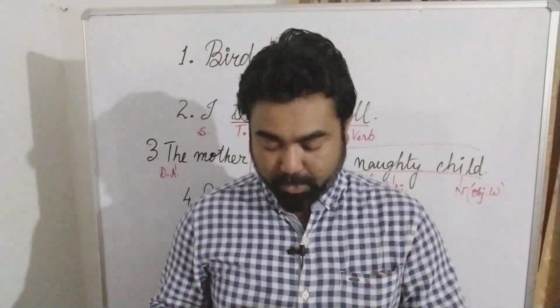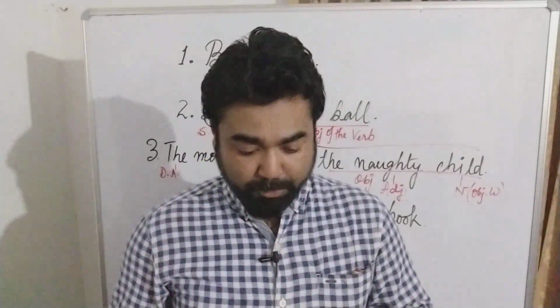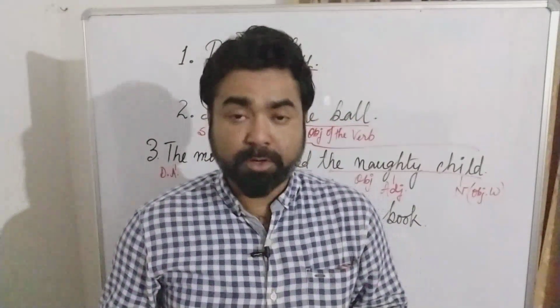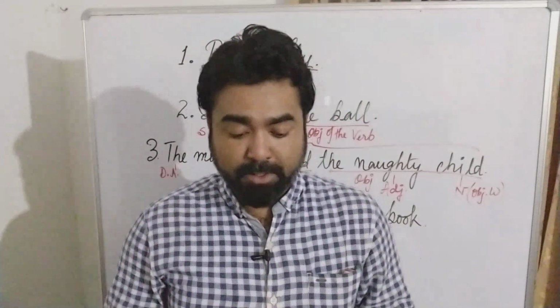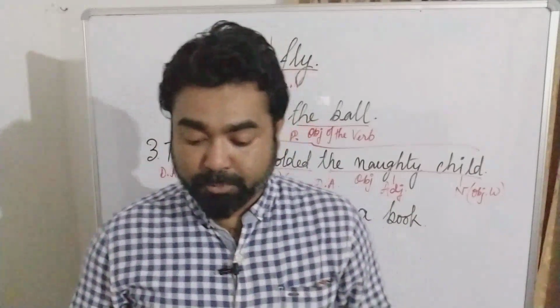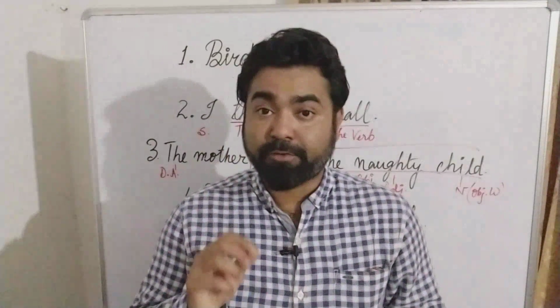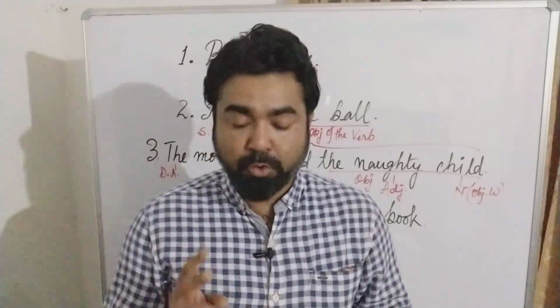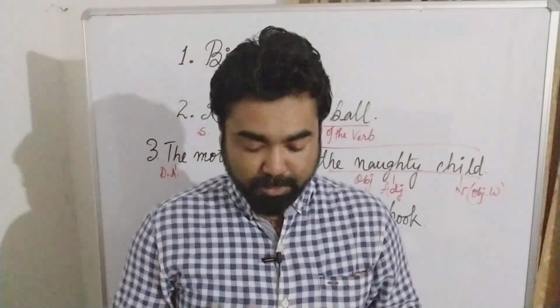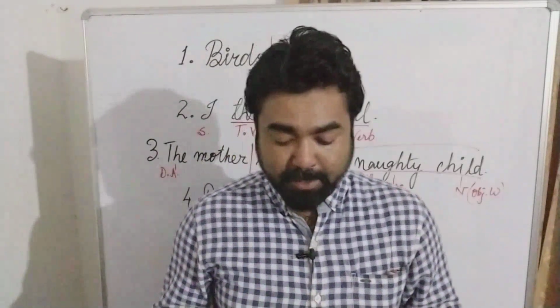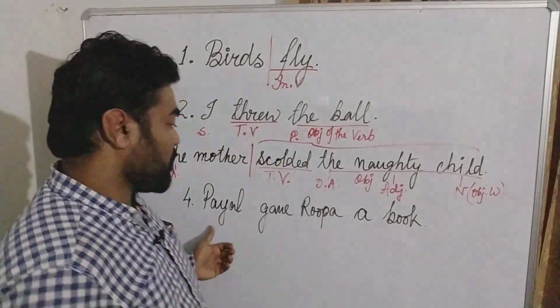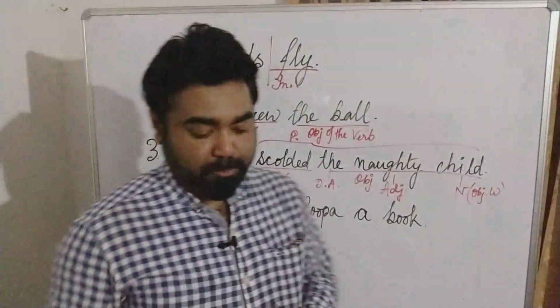Let us look at your book. Look at the book again, page number 22, direct and indirect objects. Rule number 1 again tells us very often we require two objects with a transitive verb. So very often, not always, we require two objects with a transitive verb. And they have given an example. Payal gave Rupa a book, already written down. I'm going to explain in a moment.